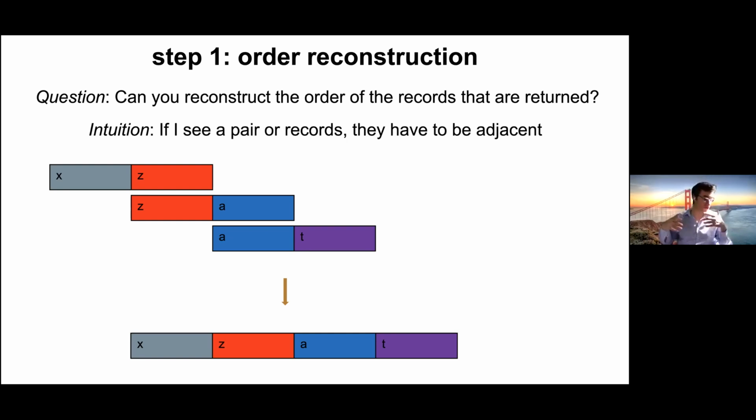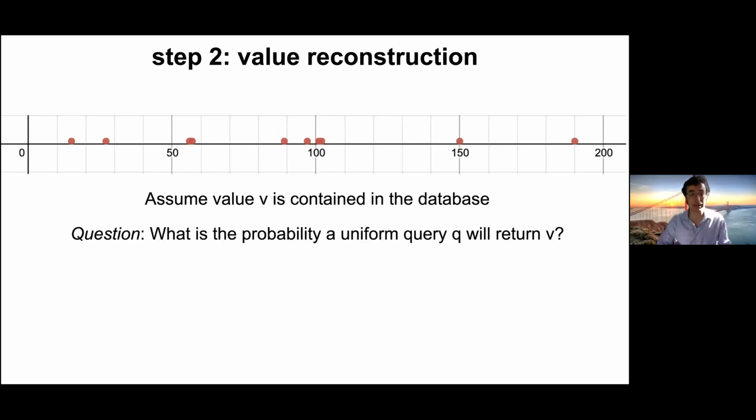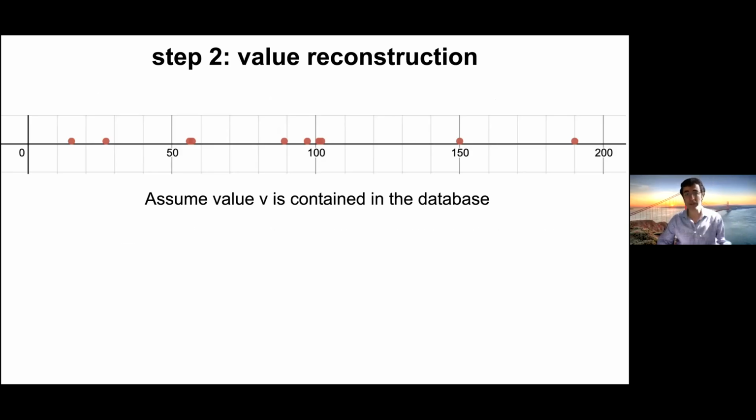So assume, if you see enough queries, then you can reconstruct the order, right? But now, reconstructing the order is not enough. You need to have the exact values. What does each element represent? So the value reconstruction works as follows. Imagine you have the domain here from 0 to 200.